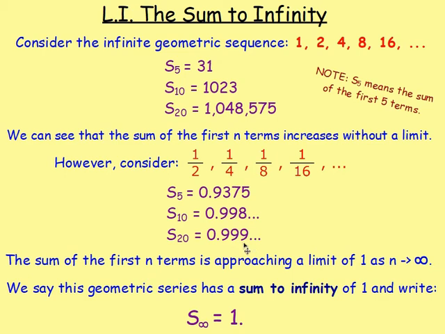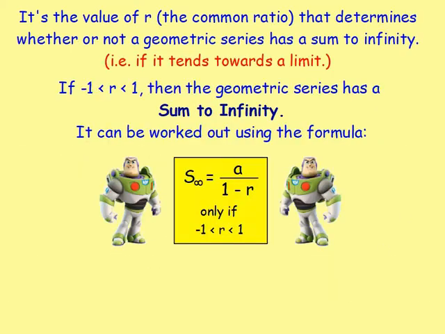So the more terms you add, the closer and closer it gets to 1. So we say then that the geometric sequence has a sum to infinity of 1. You write it with a capital S and then the wee infinity sign, and that would equal 1. The series will have a sum to infinity if the common ratio is between -1 and 1.